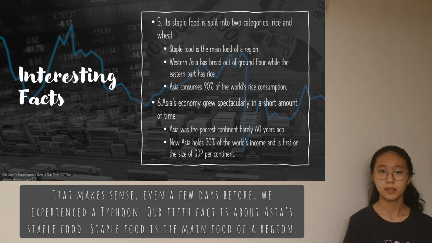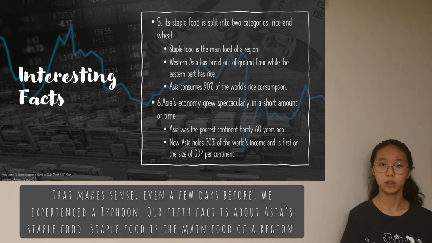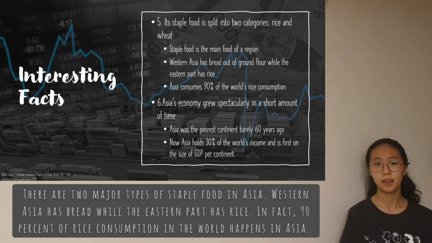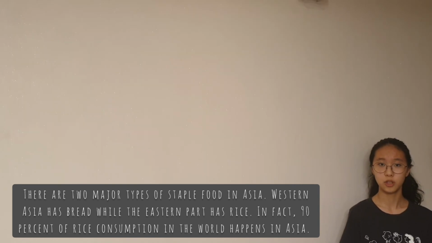Our fifth fact is about Asia's staple food. Staple food is the main food of the region. There are two major types of staple food in Asia. The western part has bread, while the eastern part has rice. In fact, 90% of the world's rice consumption happens in Asia.